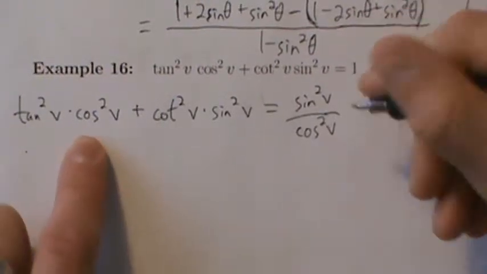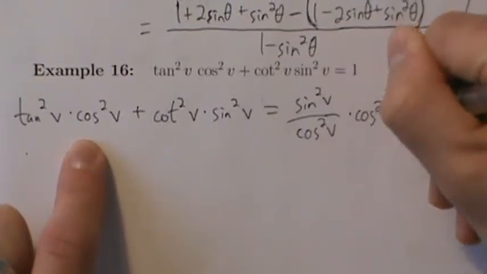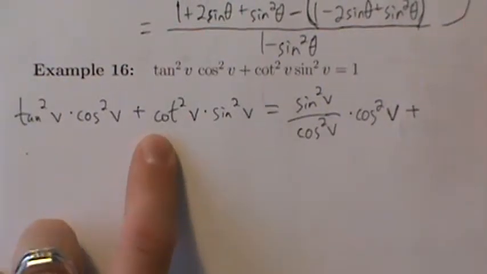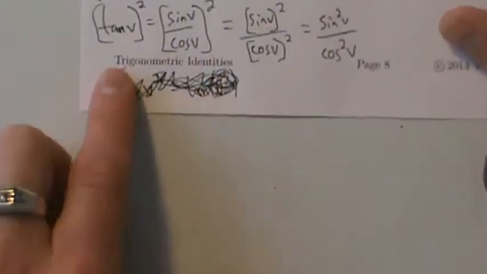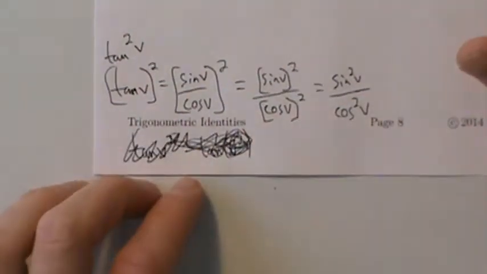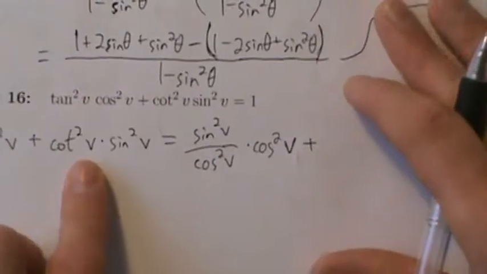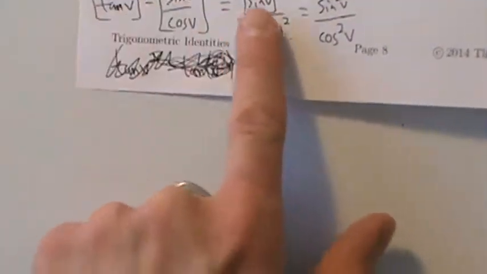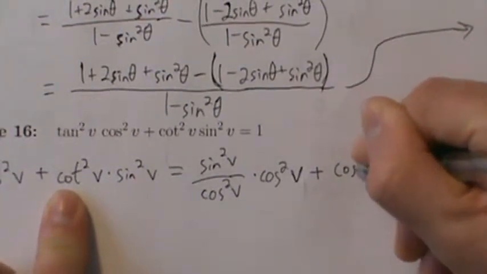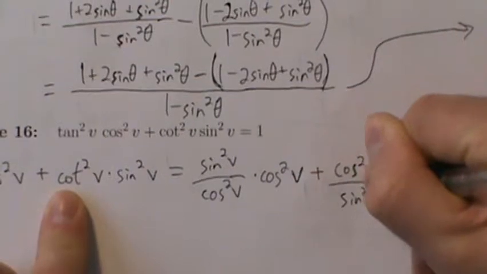Okay, cosine squared of v is just cosine squared of v. So remember, we're converting into cosines and sines, so we'll leave cosine squared as it is, and then plus cotangent squared for the exact same reason that we talked about here. Cotangent is cosine over sine, so if you square everything, then cotangent squared is cosine squared over sine squared. That's the exact same reason as tangent squared being sine squared over cosine squared. So cotangent squared of v is cosine squared of v over sine squared of v.